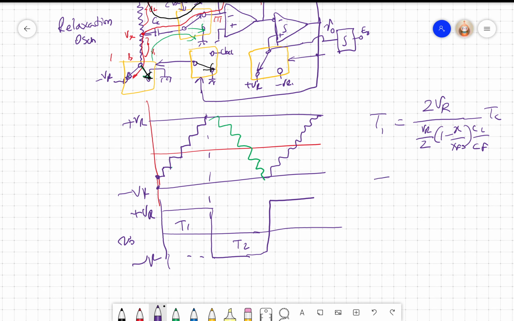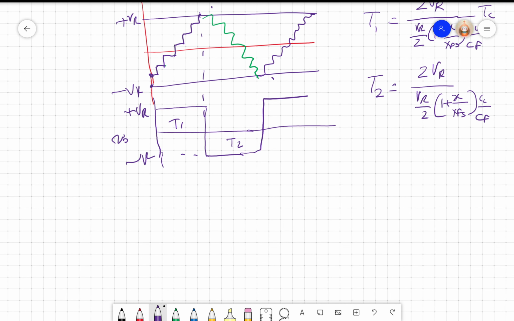Similarly, I can easily write T2. Can you tell me what is T2? It's the same thing. I acquired 2 VR. Now it is going from plus VR to minus VR, 2 VR again. VR by 2 is what is applied. Now what happens in the current? It is charging in the opposite direction. So it will be 1 by x plus x full scale into Cc by Cf.